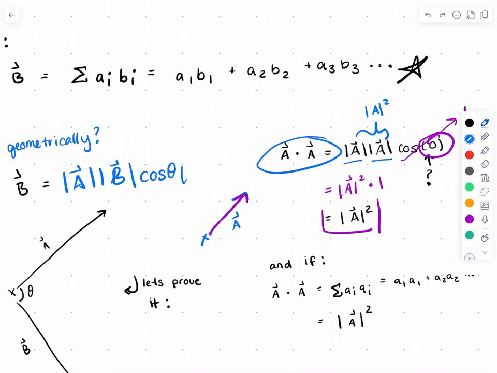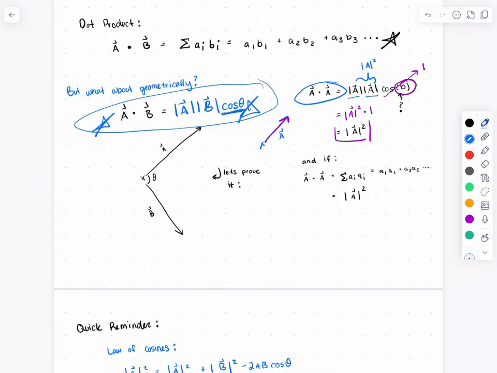And just to restate again that this cosine, specifically this theta, will be the angle theta between these two vectors. So that's all for today.